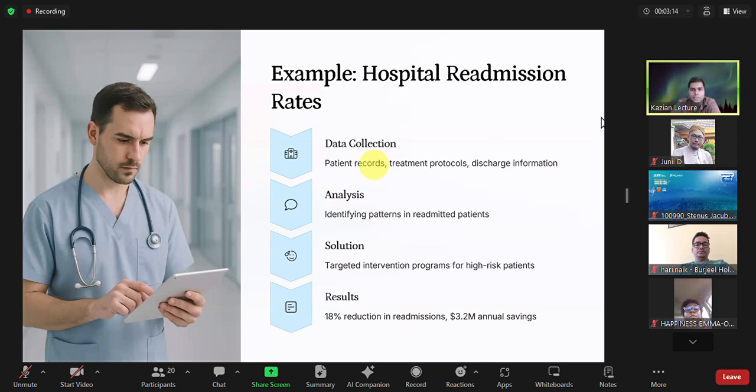Firstly, patient records and treatment protocols, everything was collected. Then analysis was done, like how many patients are coming again and again to the hospital. The solution was to create targeted intervention programs for high risk patients.